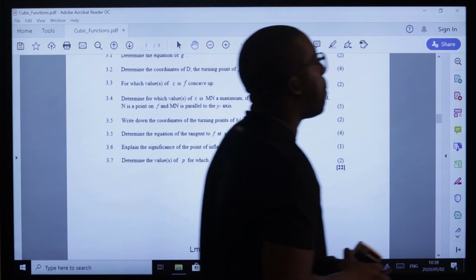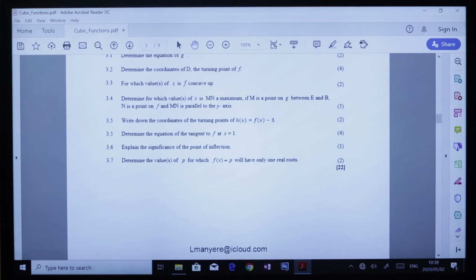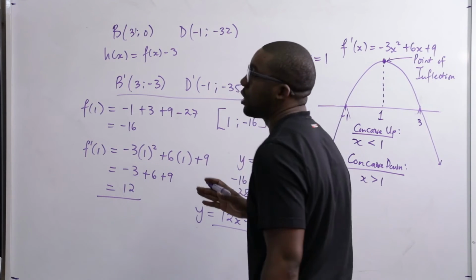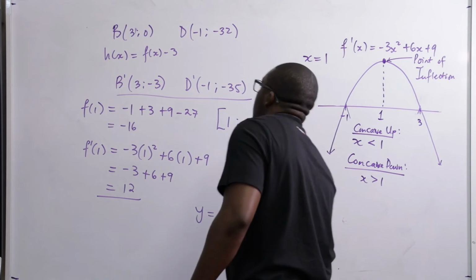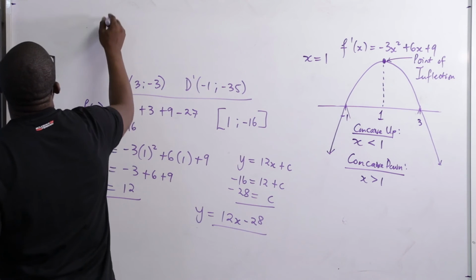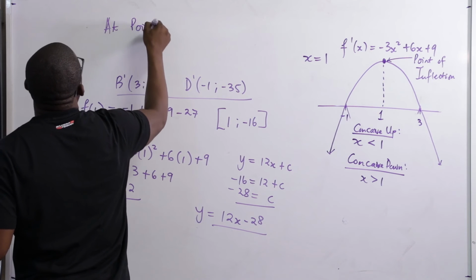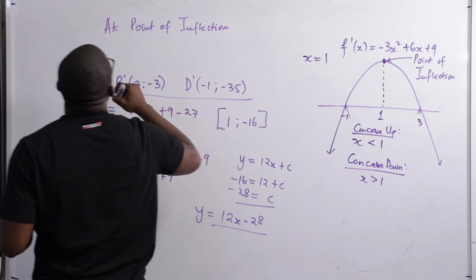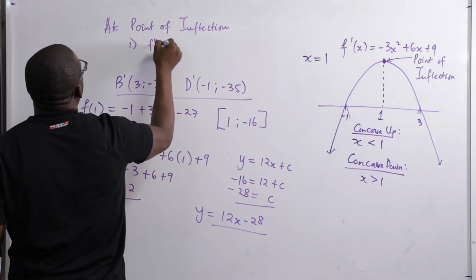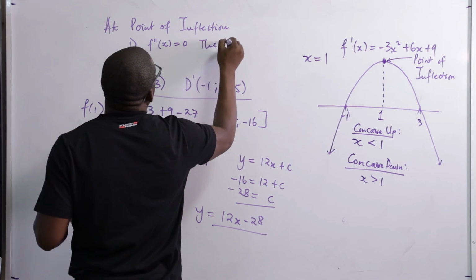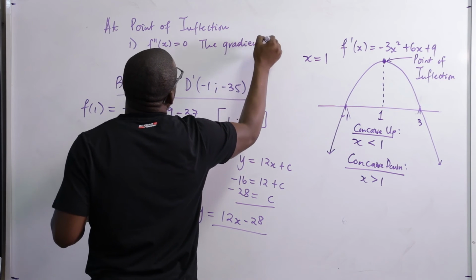Explain the significance of the point of inflection. At the point of inflection, the gradient of the function changes. That is where the gradient of the function changes from either negative to positive or positive to negative. So the most important thing is at the point of inflection, number 1, f double prime of x is equal to 0. What is the meaning of that? The gradient changes.